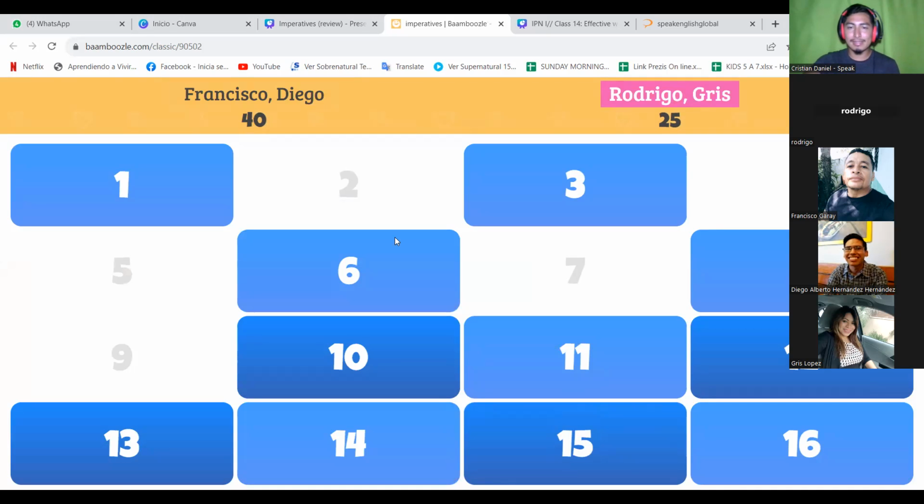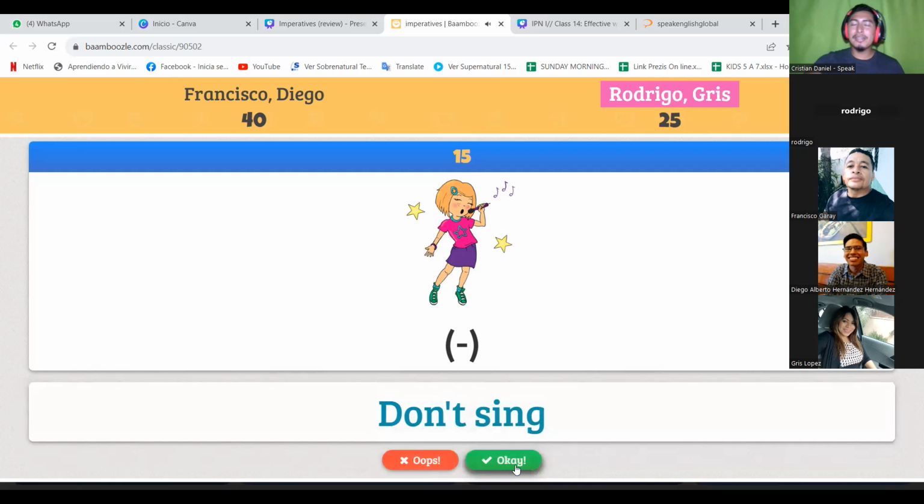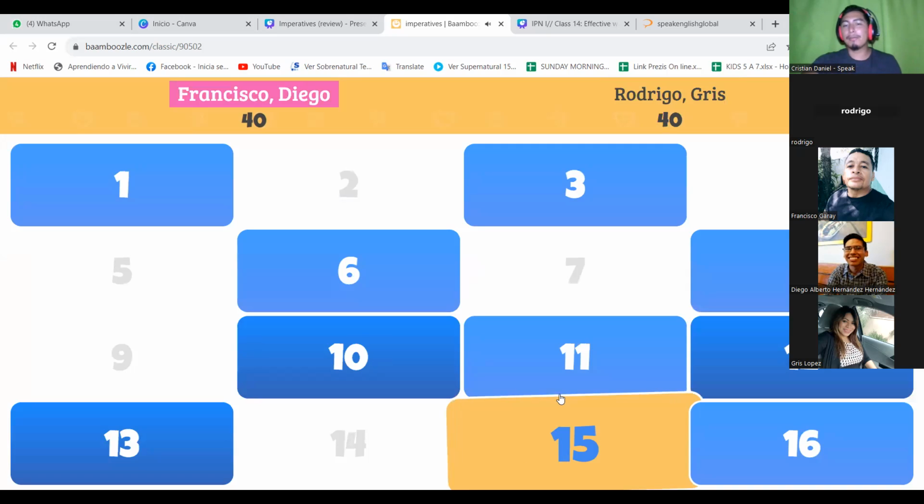Rodrigo, next round. Tell me a number. Number 14. 14. This is a great number. Let's see. Oh, you need to create an example, but look at this. This is an imperative sentence in negative form. Do not sing. Do not sing. Let's see. Very good. Do not or don't sing. Very good. You have 40 points.